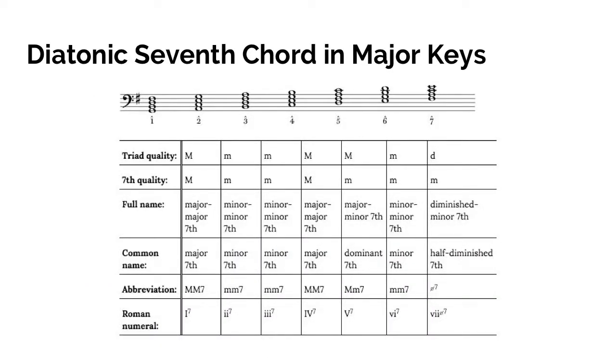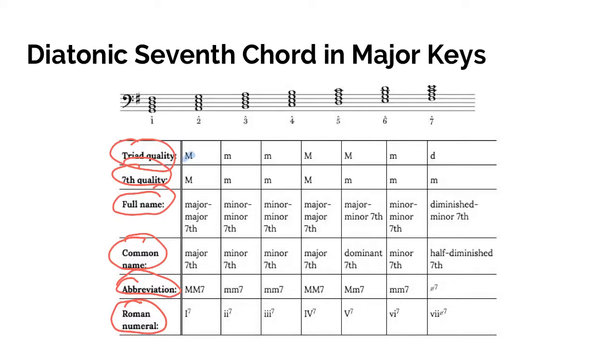So here we have all of our diatonic 7th chords that we consider in major keys. In this handy-dandy guide, it gives you your triad quality, 7th chord quality or the 7th interval quality, its full name, what it's commonly known as, the abbreviation, which you'll need to know a lot about, and our Roman numerals.